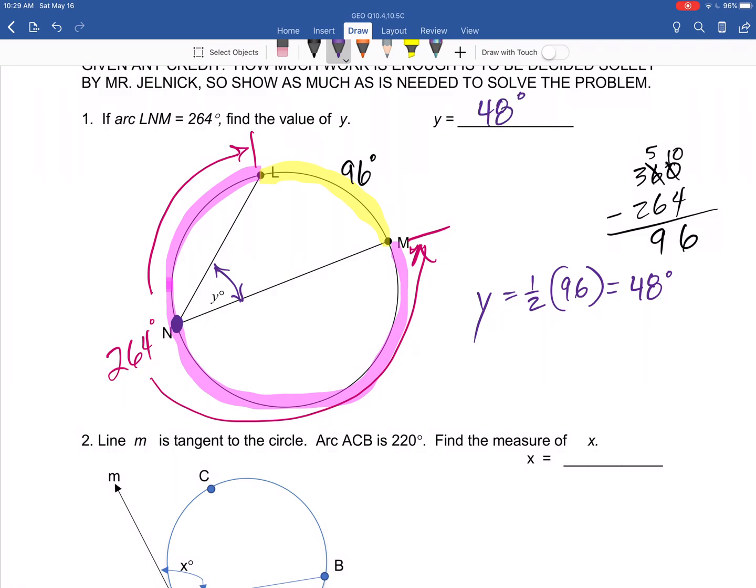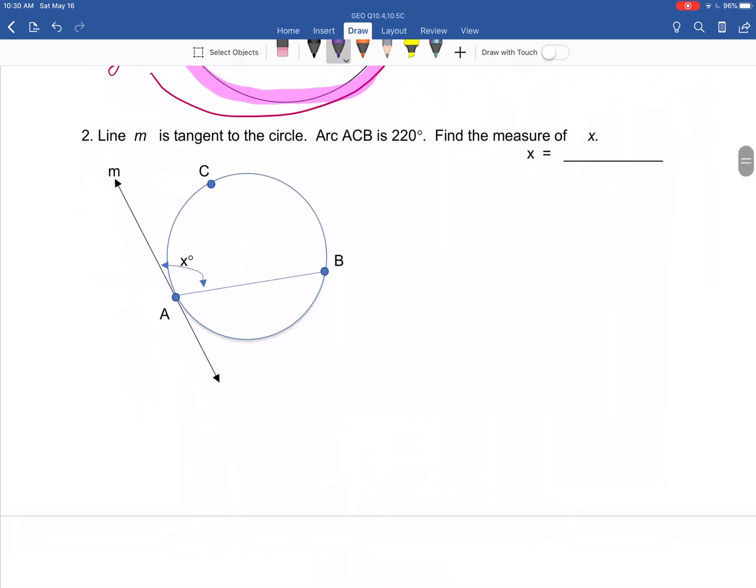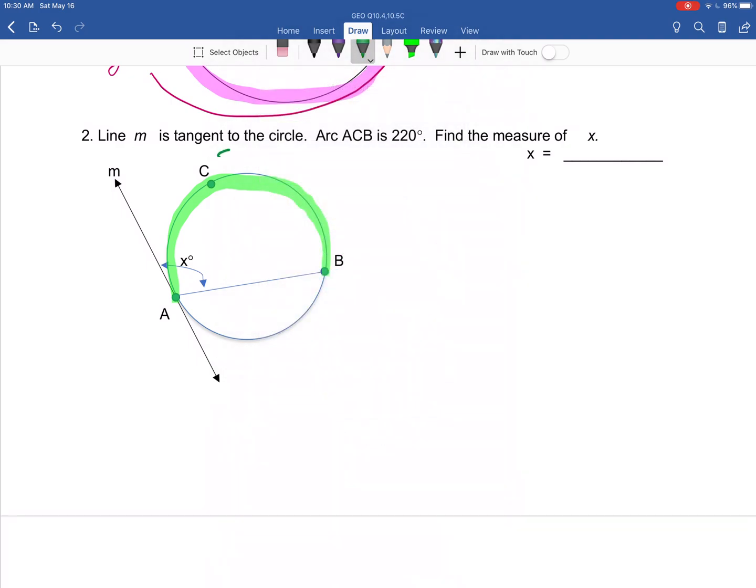48 degrees right there. Okay, now let's go down to this one, number 2. Okay, what do they give us? They said arc ACB is 220. So let's figure it out here. ACB is 220. That is 220 degrees right there, from here to there. We want to find the X angle.